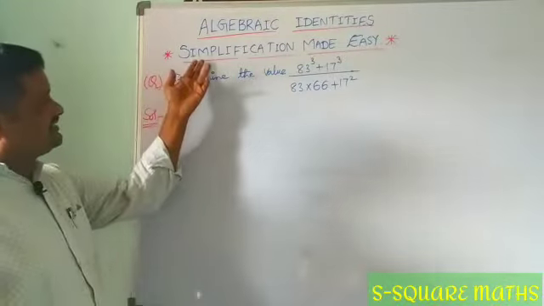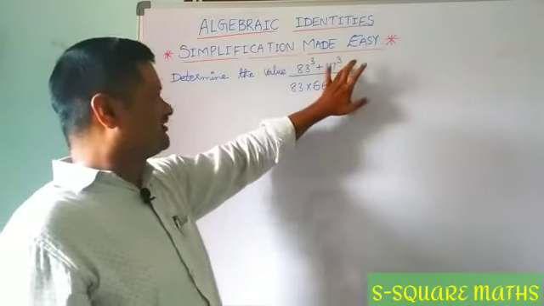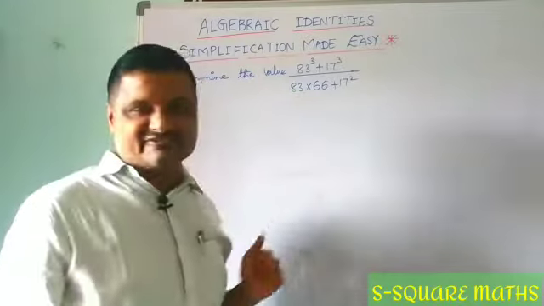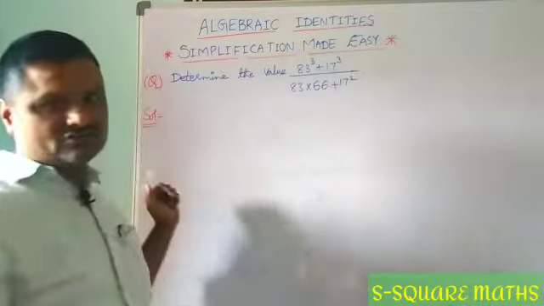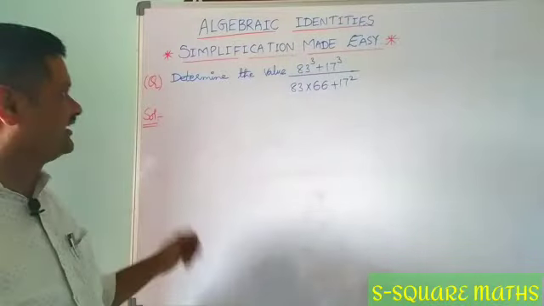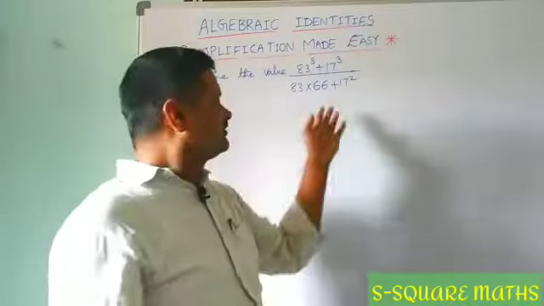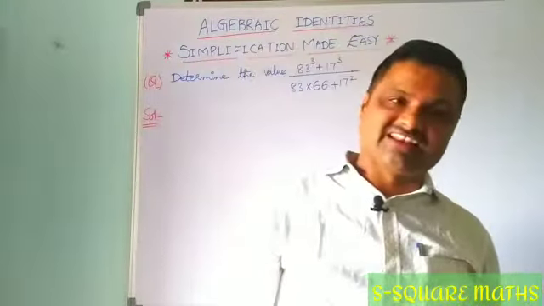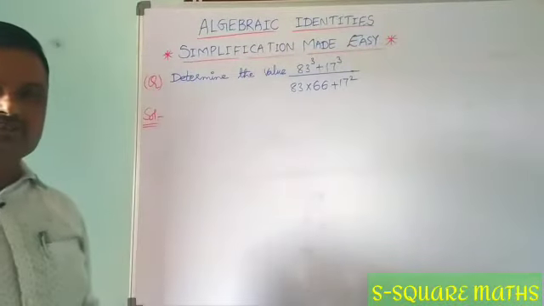Next, this is the question: determine the value of (83 cubed plus 17 cubed) divided by (83 into 66 plus 17 squared). This is an expression to be simplified to get the value. Okay. So what is our heading now? Simplification made easy.